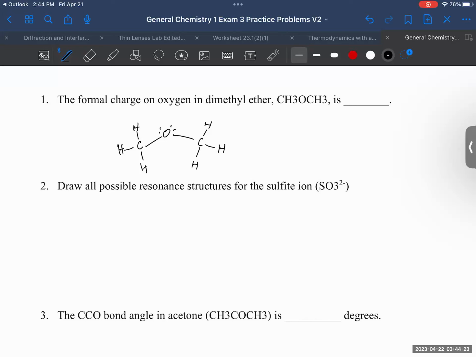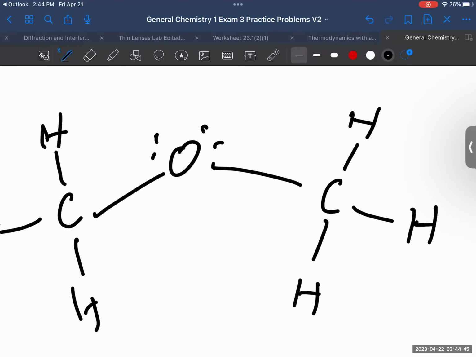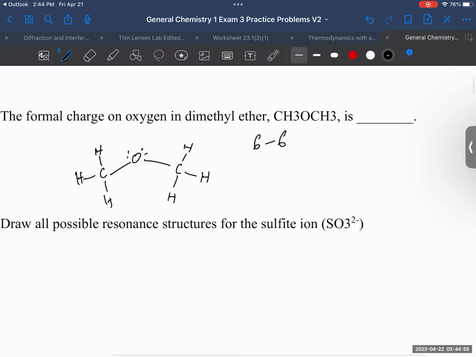And if we use our formal charge formula, Kennedy, how many valence electrons does oxygen have? Six. And then how many electrons does it own? Look closely. Each lone pair is two electrons. So it's 1, 2, 3, 4. And then it's contributing one from each bond, 5, 6. So 6 minus 6, formal charge 0.